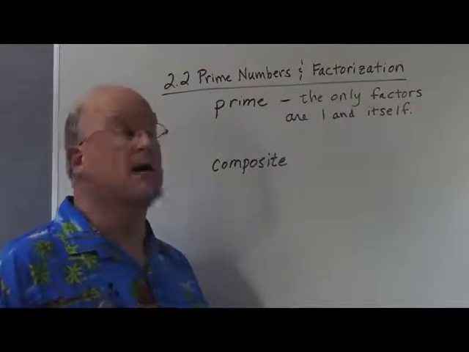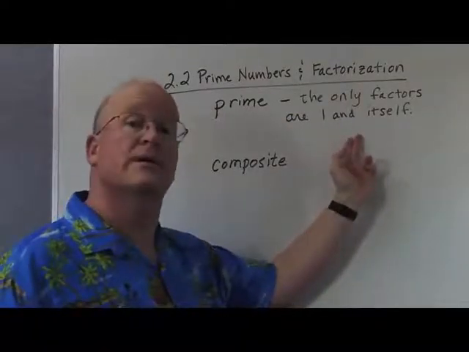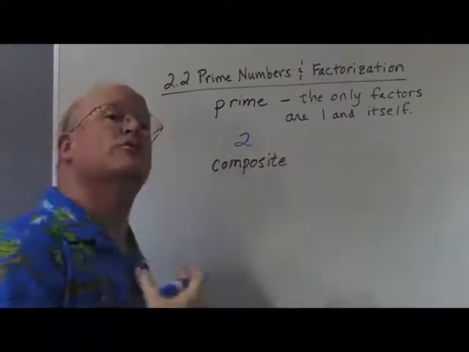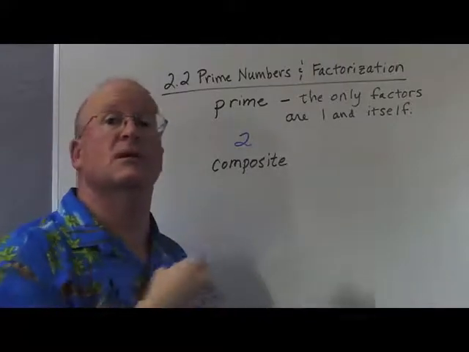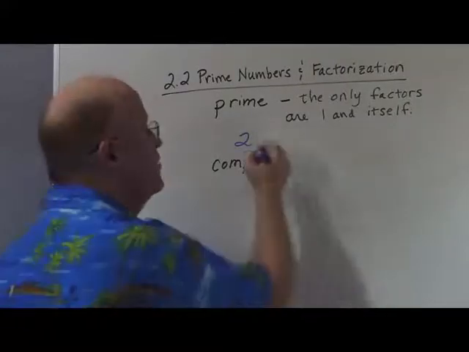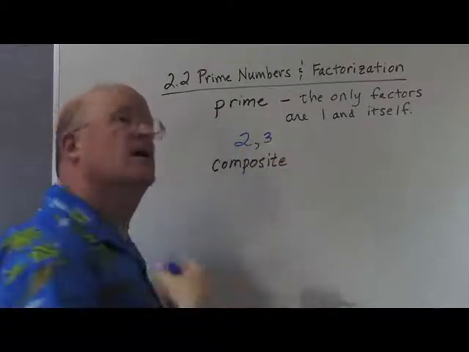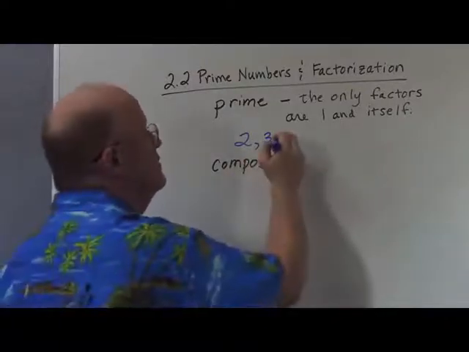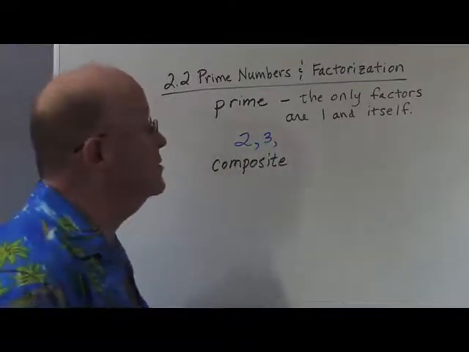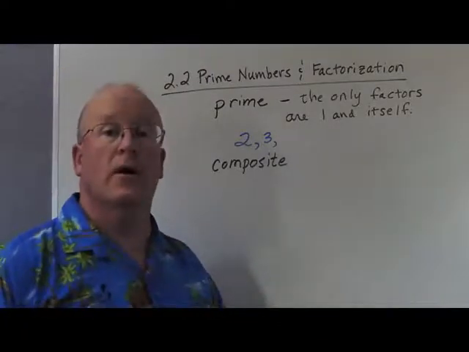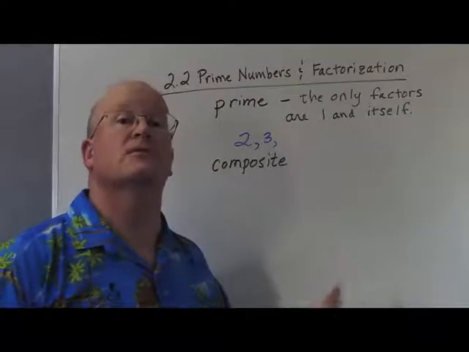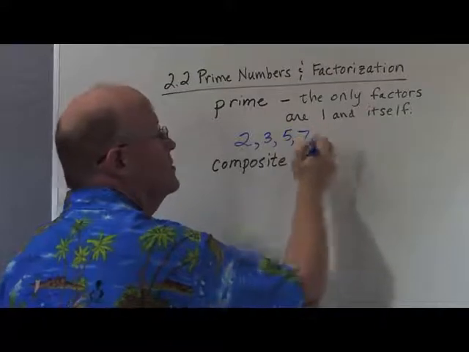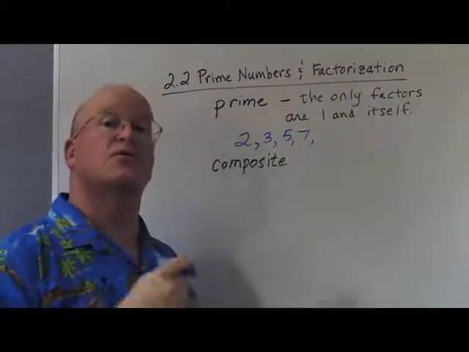A number is prime if the only factors it has are 1 and itself. For example, the first prime number is 2. The only multiplication problem that makes 2 is 1 times 2, 1 and the number itself. 3 is a prime number because 1 times 3 is the only multiplication problem that makes 3. 1 and 3 are the only factors. 4 is not prime because if you take a look at 4, it's not just 1 times 4, 2 is also a factor. 2 goes into 4 2 times. 5 is a prime number, 7 is a prime number, 9 is not a prime number because 3 goes into 9.